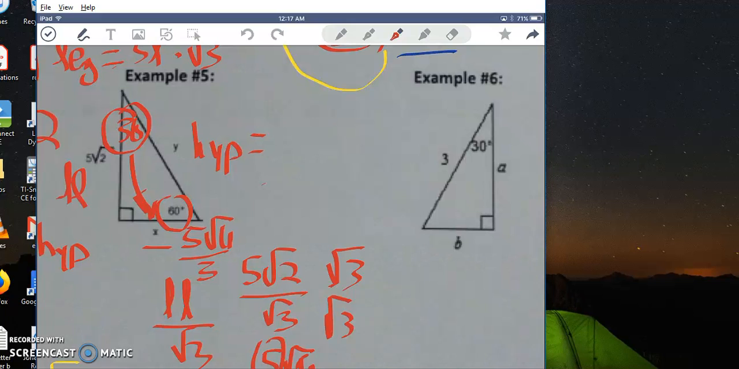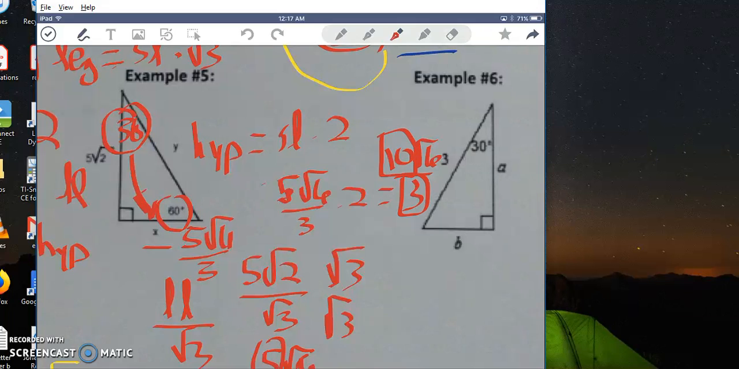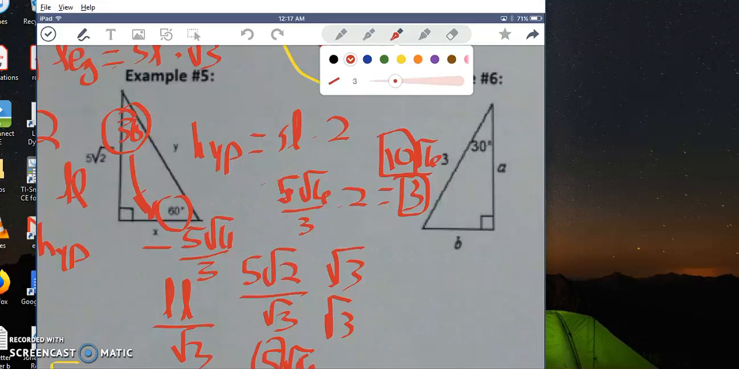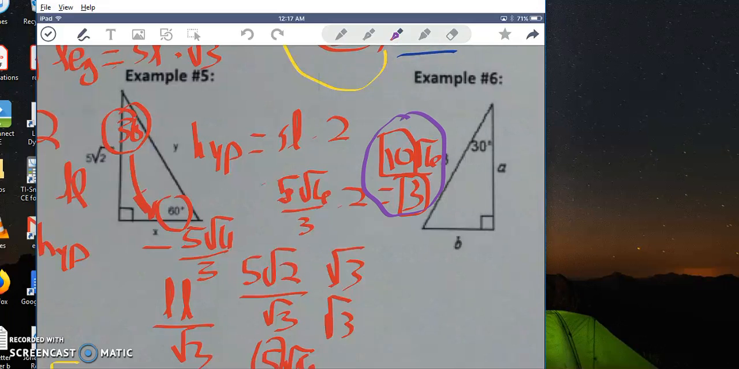To find the hypotenuse, remember it is the short leg times 2. So we end up with 5 radical 6 over 3 times 2. When we multiply that, we end up with 10 radical 6 over 3. Then we look to see, can we simplify the 10 or the 3? No, we cannot in this problem. Therefore, your answer is just going to be 10 radical 6 over 3.